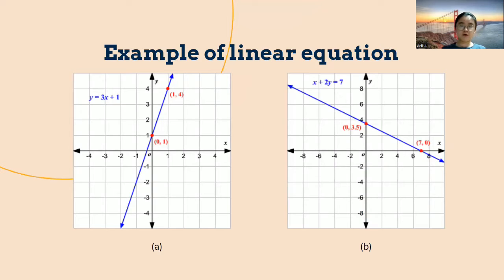This is the example of linear equation. The first one, A. We will notice that the value of m is greater than 1, which is 3. That means that the graph that is formed will be the positive linear graph. While in B, we'll notice that the value of m is negative, which means it is smaller than 0. So the graph we will obtain will be a negative linear graph.